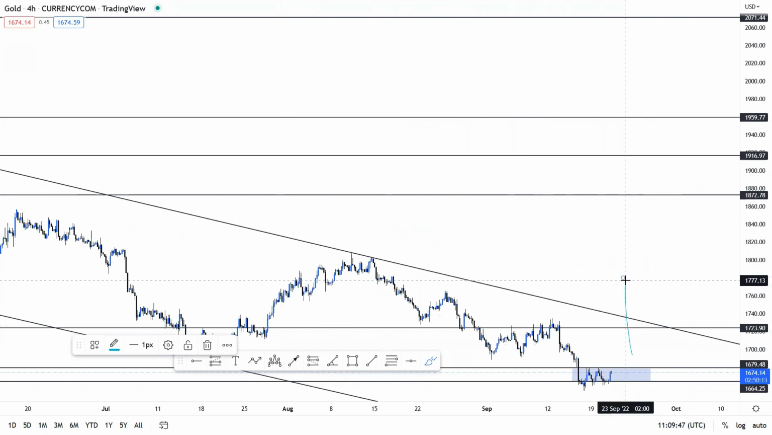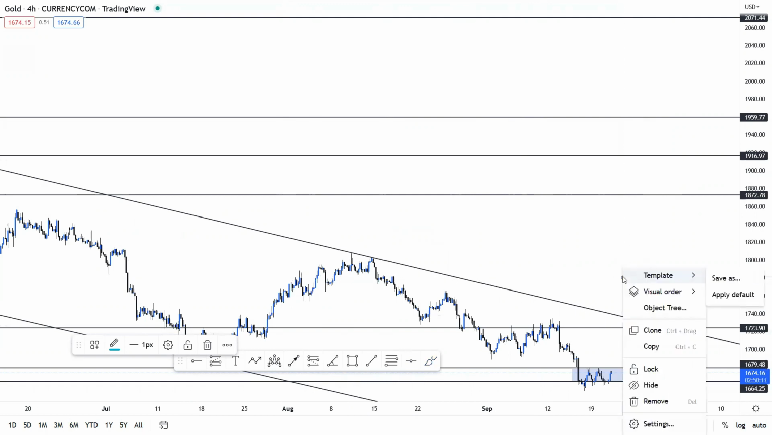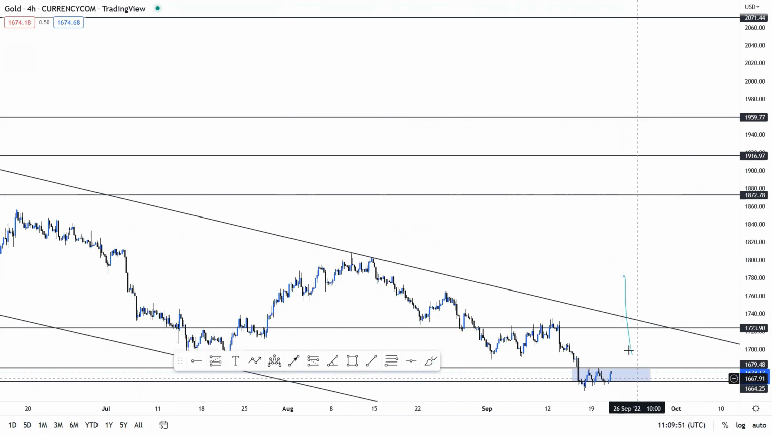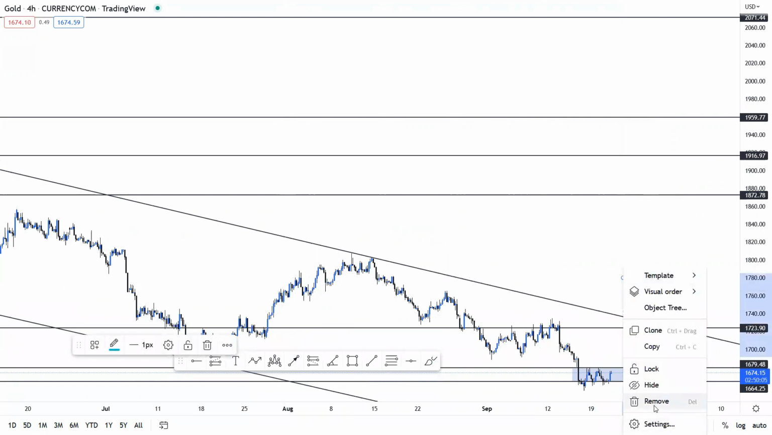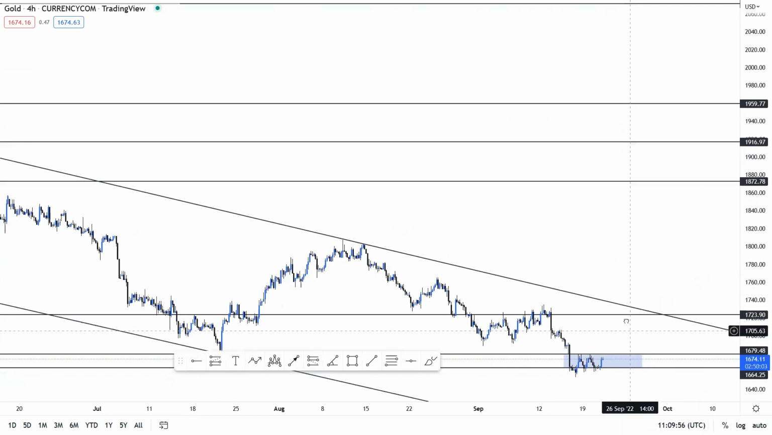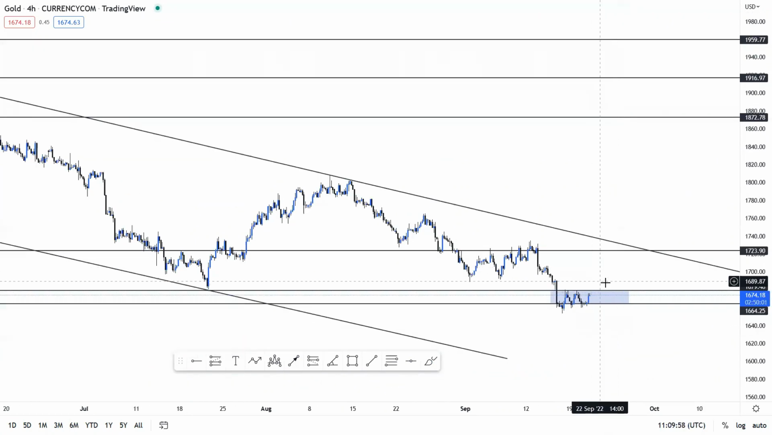So I'm going to remove this line because I drew it by mistake. Like I said, guys, if we pass this point here and come above it, that's when we're going to be looking for buying opportunities. But as long as we're below it, we're looking for selling opportunities.